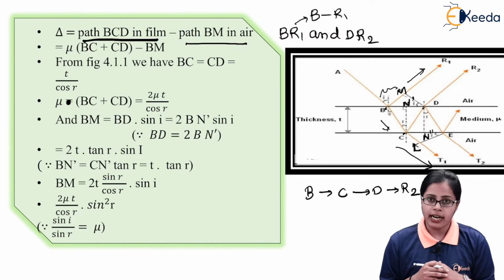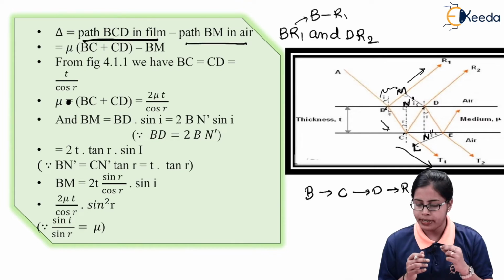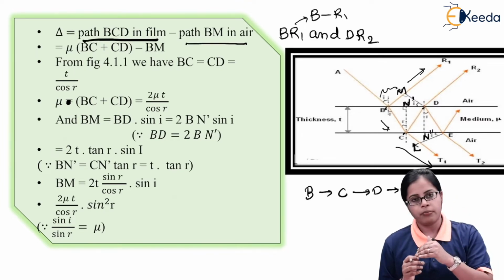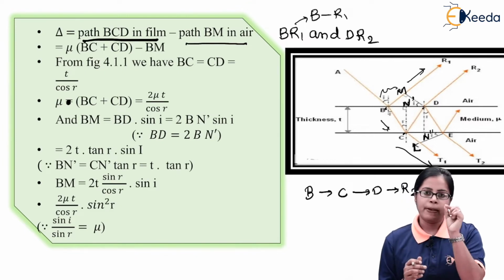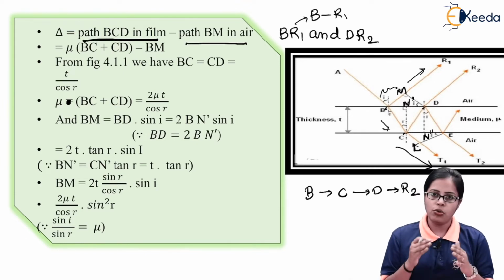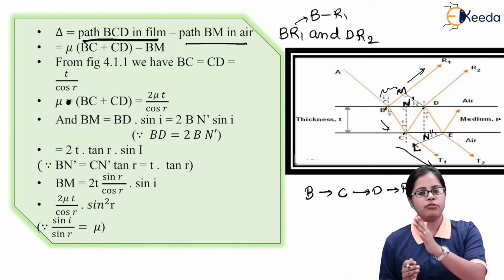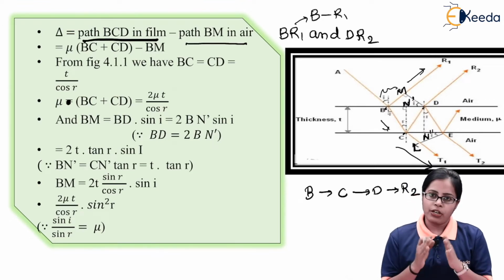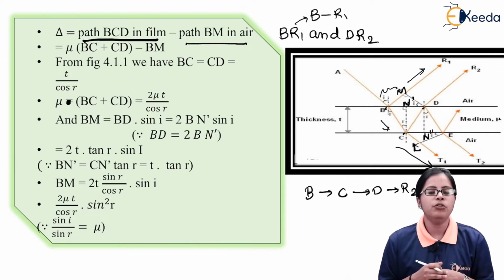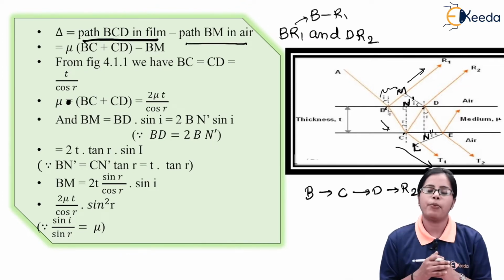But when you talk about DR2, DR2's main reflection is occurring at point B, and from B it is going to the path, that is a long path BC, then again getting reflected at C and meeting at point D. So when you look at DR2, DR2 has traveled from B to C, C to D, and then D to R2. So if I look at the path of both the rays, that is BR1 and DR2, obviously DR2 has traveled a longer path as compared to BR1.